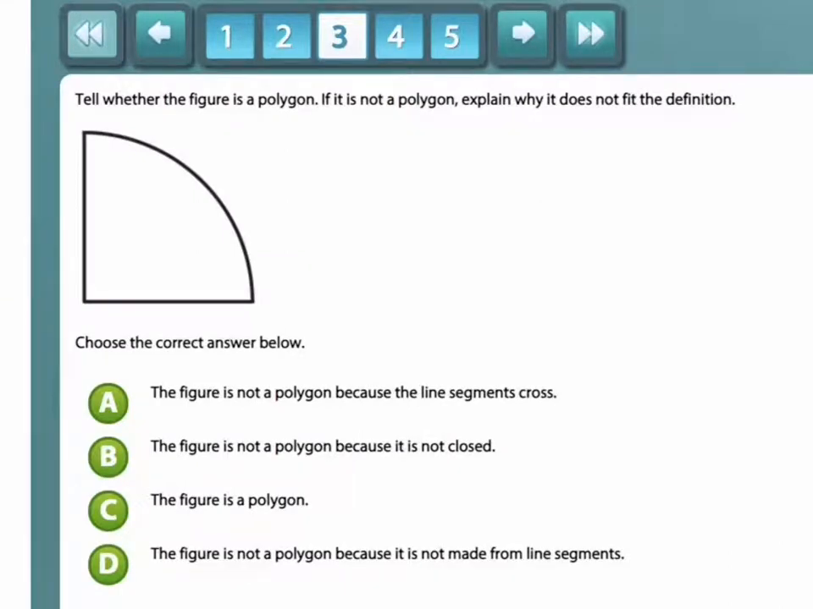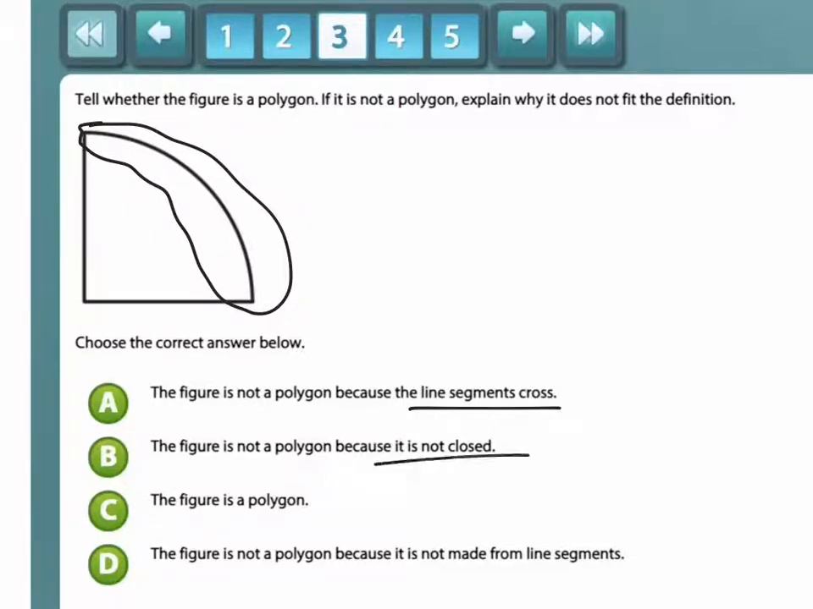All right, let's figure out whether this is a polygon or not. If it's not a polygon, explain why. Well, first thing you notice is that it is not made of line segments. It is made of a curved line, and all polygons are made completely of straight line segments. So it's not A because there are no line segments that cross. It is closed, so that's not true. So A and B are out.